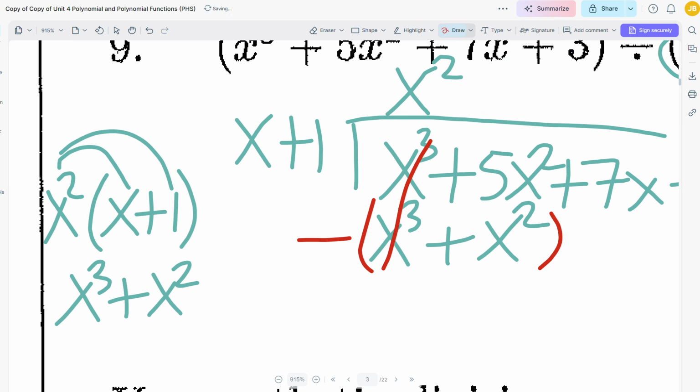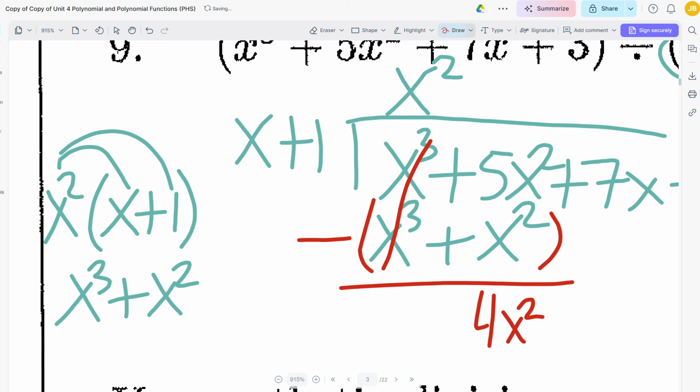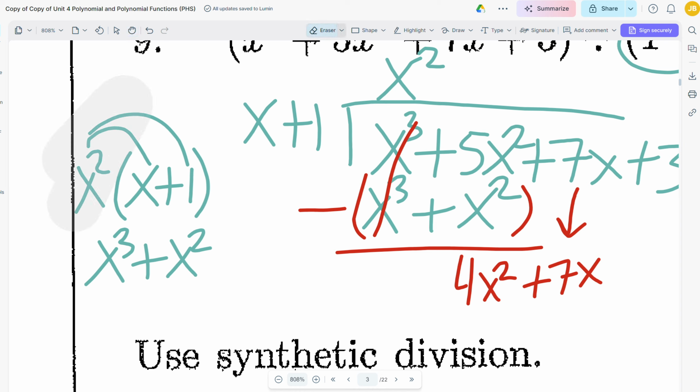And now let's do the next piece. Positive 5x squared minus positive x squared is just going to be a 4x squared. And now we're going to carry down my next term, which is a positive 7x. And now we're going to repeat the same process step by step. Here we go.